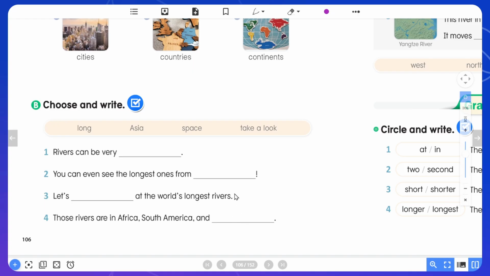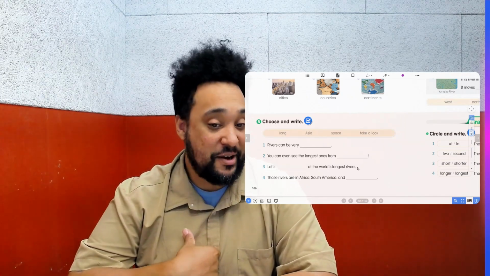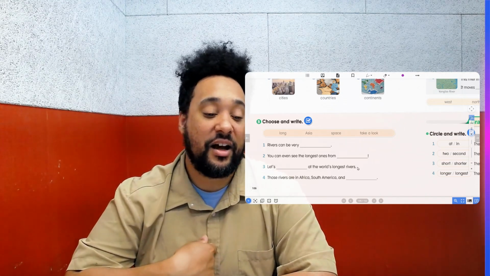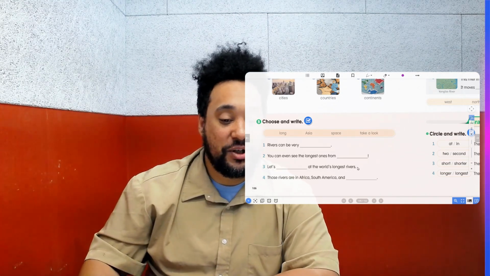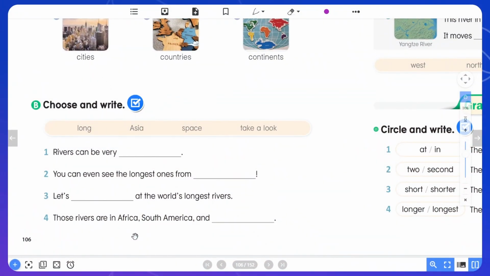All right, excellent work, everyone. So let's move on to Activity B now. Now, Activity B is a vocabulary review activity. So let's take a look at the vocabulary words that we have in this activity. So you can see we have, let's read them together, long, Asia, space, and take a look. So you're going to choose the correct place for each of these words. So read each sentence carefully and write in the correct answer.